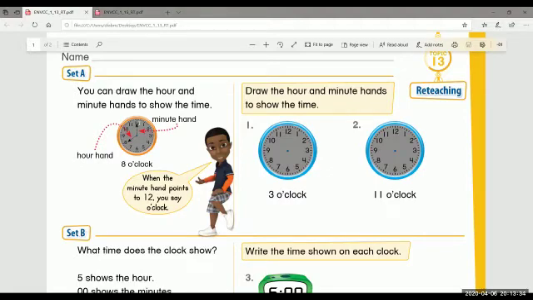So what is the time? We say 8 o'clock. When the minute hand is pointing to 12, we say 8 o'clock. Okay?